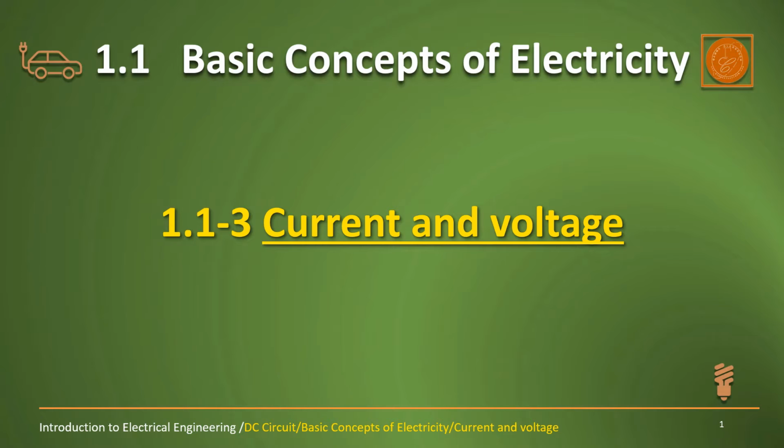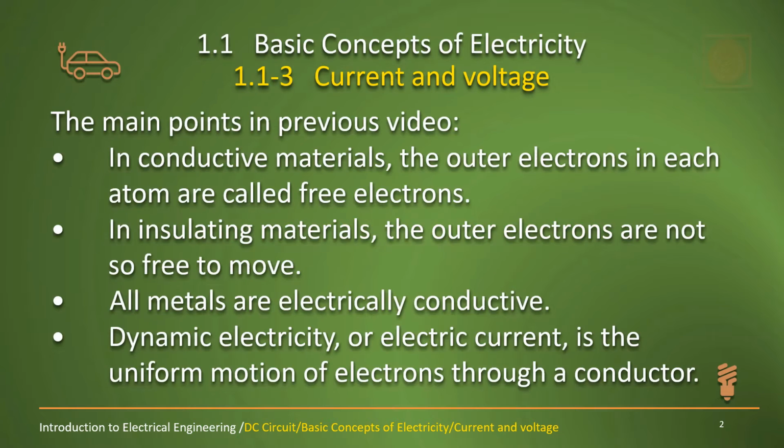Video 1.1-3, Current and Voltage. In the previous video, we learned about conductors, insulators, current flow, and electrical circuits. The main points: in conductive materials, the outer electrons in each atom are called free electrons. In insulating materials, the outer electrons are not so free to move. All metals are electrically conductive.